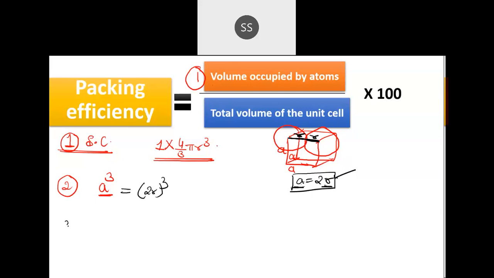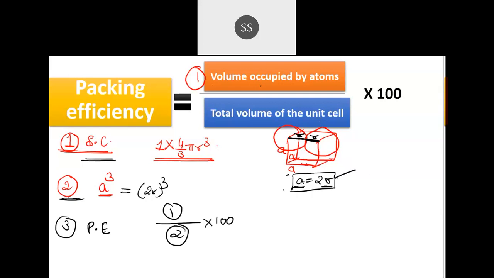Then you are supposed to divide. Your third point is to calculate the packing efficiency by dividing these two things, the first one divided by the second one, into 100. When you do, you will get the packing efficiency. These are the main steps. First thing, you should calculate the volume of the atoms. Second thing, you should calculate the volume of the unit cell. To calculate the unit cell, you have two steps.